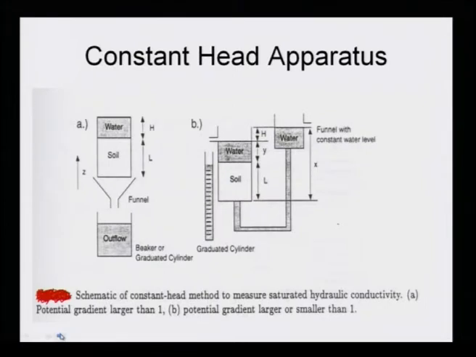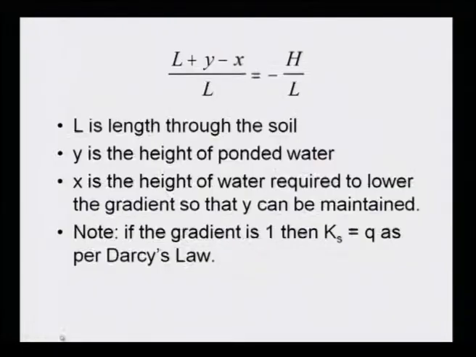If you look at the constant head apparatus, there is a soil and water is allowed to flow through the soil under a constant head. That means the height of the water above the soil is fixed, so the head is fixed. Water passes through the soil, and then you collect the amount of water passing through the outflow. Based on the water discharge per time, you can find the coefficient of permeability.